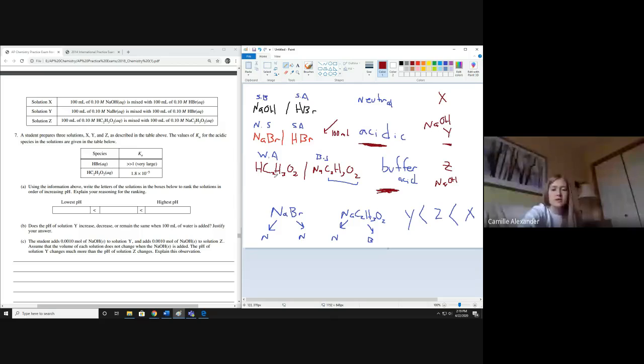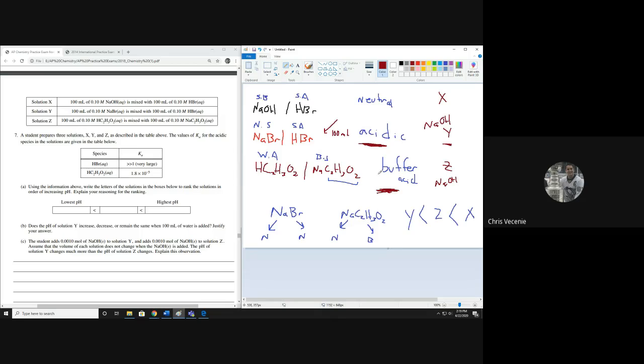Z is a buffer, so it's going to fight pH change. There it is, right? That's exactly what buffers do. Right? Because Z is a buffer, you've got weak with conjugate. When I dump the NaOH in here, right, it gobbles up the OHs, keeping the C2H3O2s, right? That's what buffers do, right? They keep the OH from going after H3O pluses.